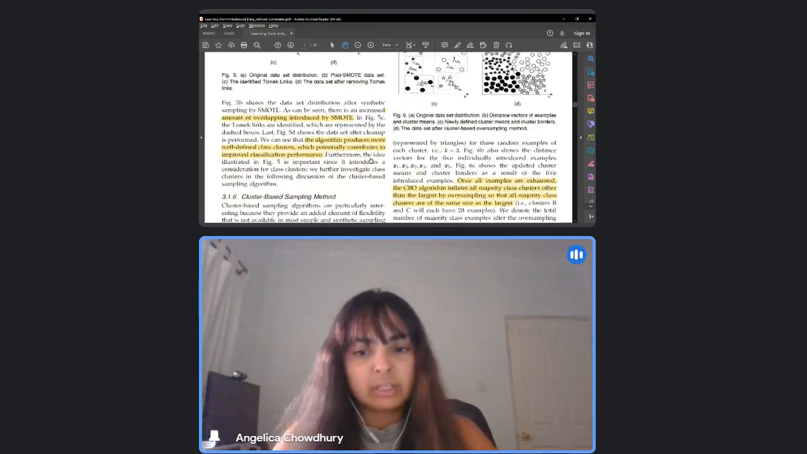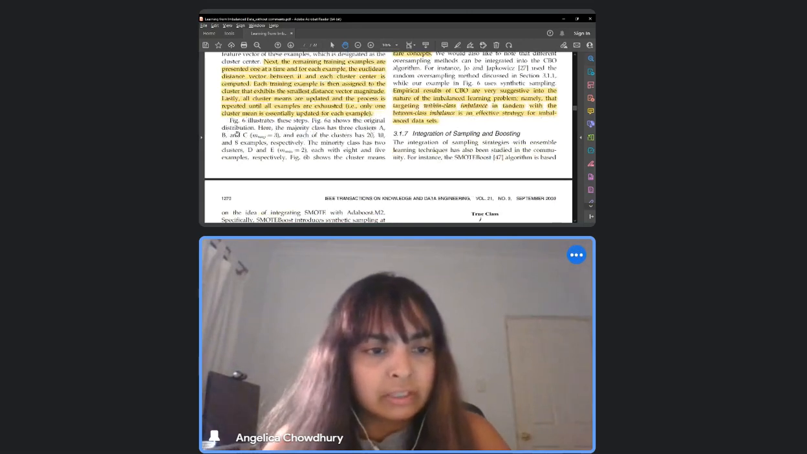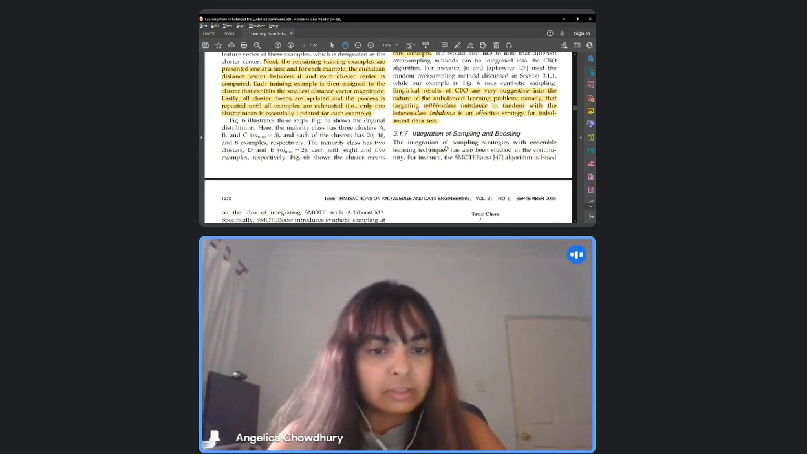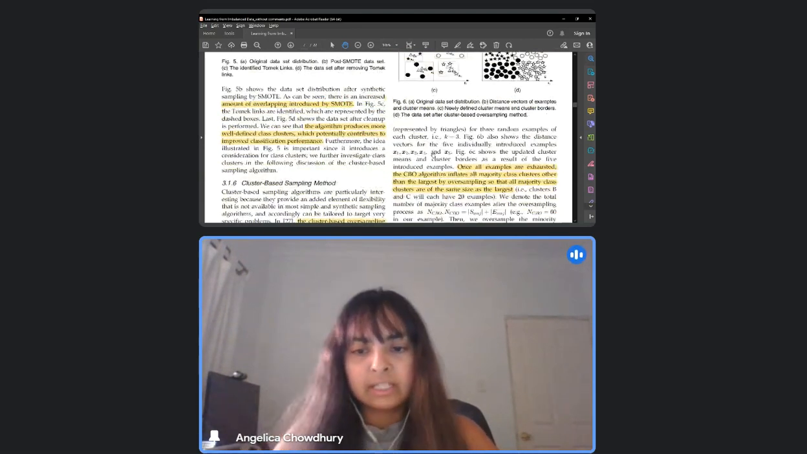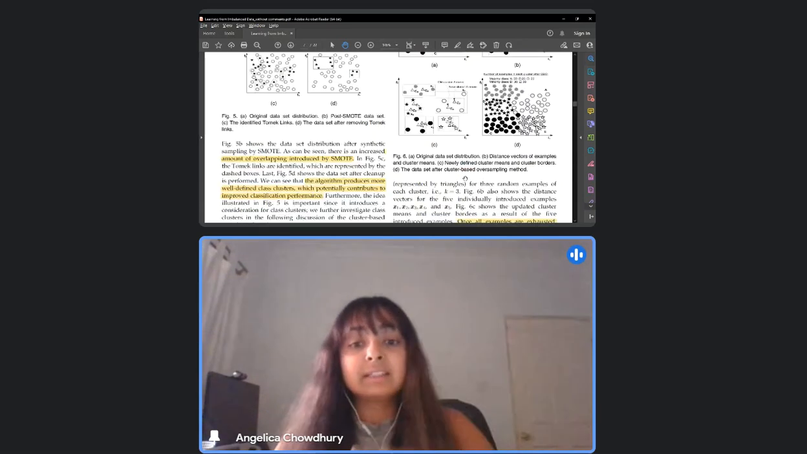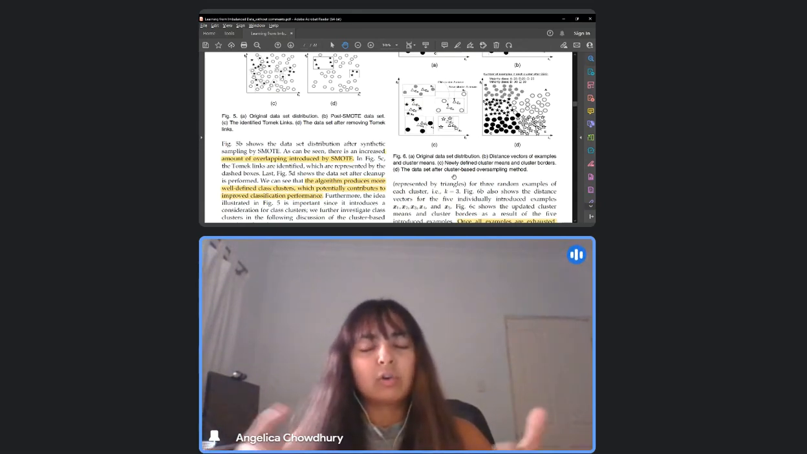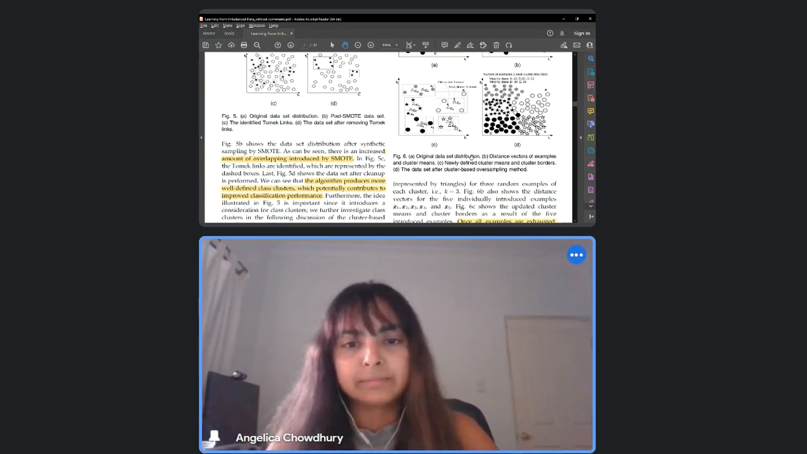But it's doing a bit more than that, so I'm going to quickly read and then we'll go through this. In here, once all examples are exhausted, the CB algorithm inflates all majority class clusters other than the largest. This is the point where it does something different for an unbalanced problem. Normally k-means clustering won't do that.